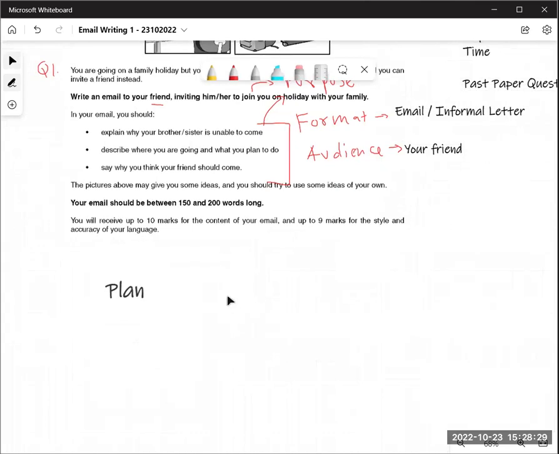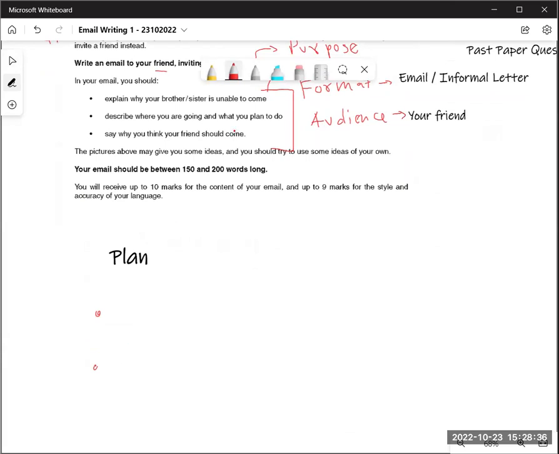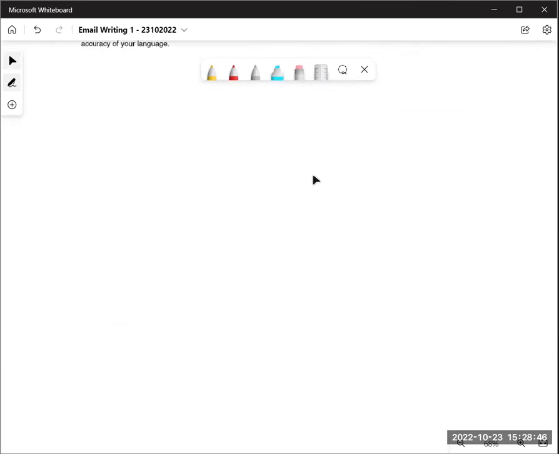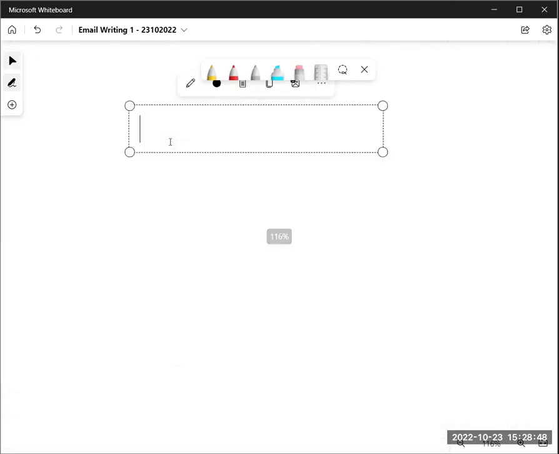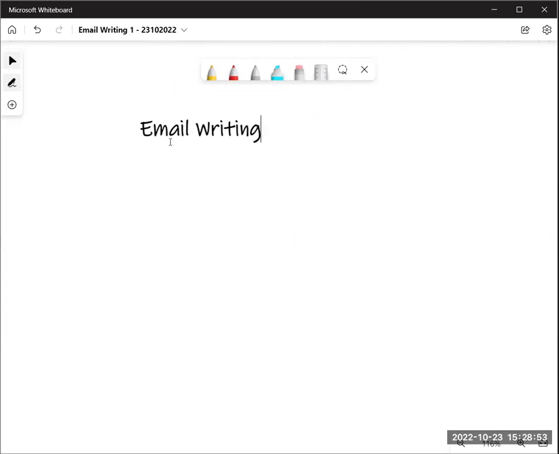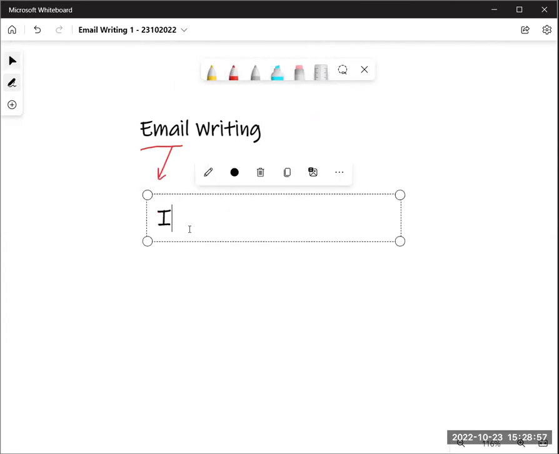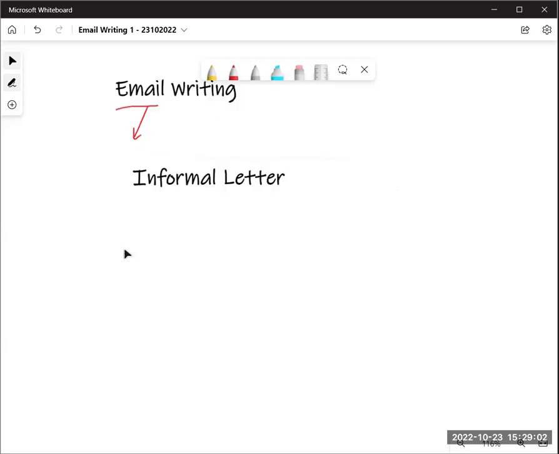You need to create your plan for these 3 bullet points, and you have to write down what you are going to mention in each paragraph, what the main points for each paragraph are going to be, and how you are going to answer the question. We'll get to the plan in a second, but before that, let's look at what email writing is. Now we already know that email means informal letter. But what is the format for this? Start writing, all of you.